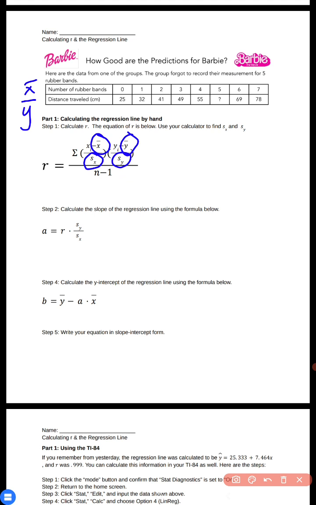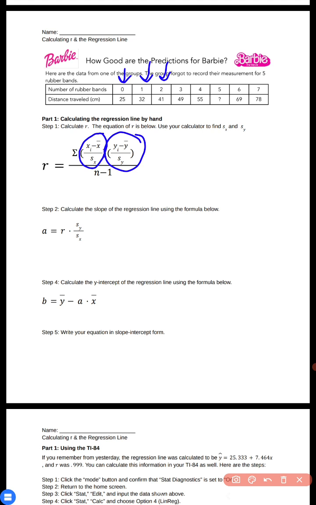Once you have that information and you've plugged it in, what you have to do is get a z-score from each one of your numbers of rubber bands. Okay, so you're taking each x value, so you'd start with 0 minus the mean over the standard deviation, and you get that number. Then you do 1 minus the mean divided by the standard deviation, and you'd get that number. And you would do the same thing and get z-scores for your y values, which is the distance traveled.